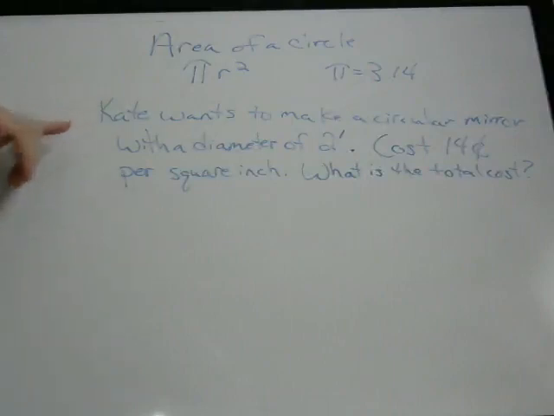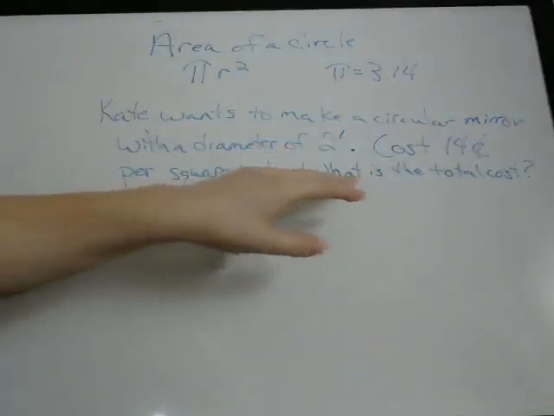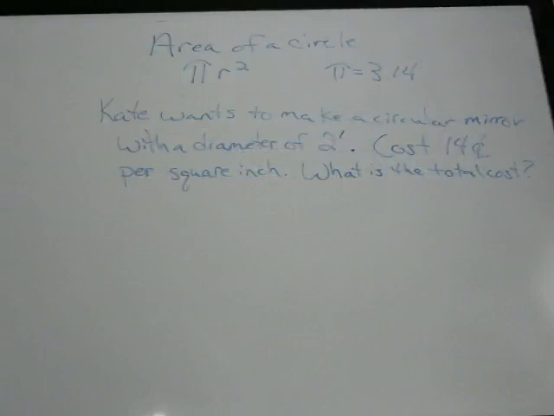So she wants to make a mirror. It's going to be a circular mirror. The diameter is going to be 2 feet. She's going to put the glass over the top of it, so here we're talking about area because we're covering it. It's going to cost her 14 cents per square inch. So what's the total cost? We want to find the area, how many square inches it is, multiply that by 14 cents, and that would give us the total cost.